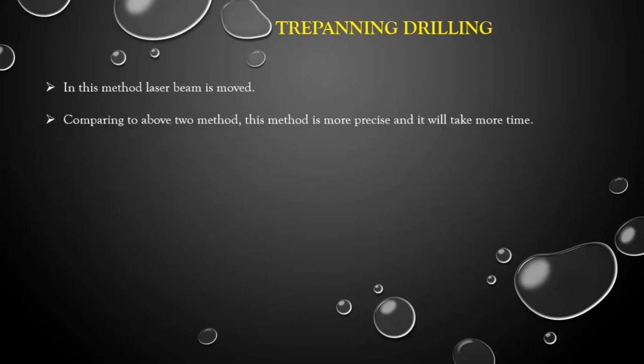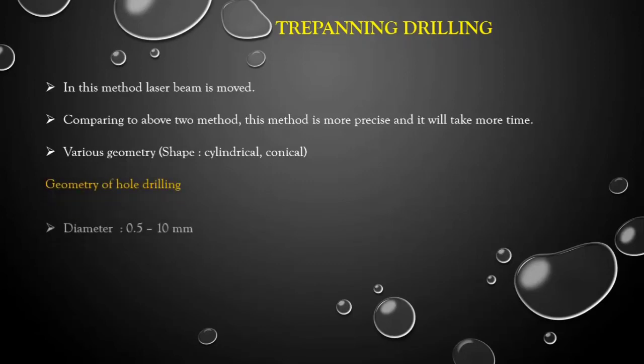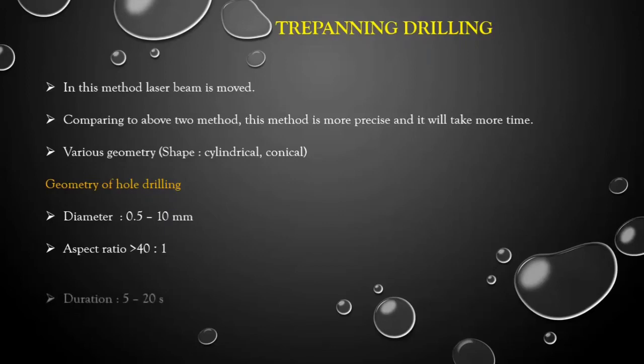Compared to the above 2 methods, that is single pulsed drilling and percussion drilling, this method is more precise and will take more time. Using trepanning drilling, we can get various geometries such as cylindrical, conical and whatever shape we want. For the geometry of the hole, the diameter should be 0.5 to 10 millimeter, and the aspect ratio is greater than 40:1. The duration will take 5 to 20 seconds.